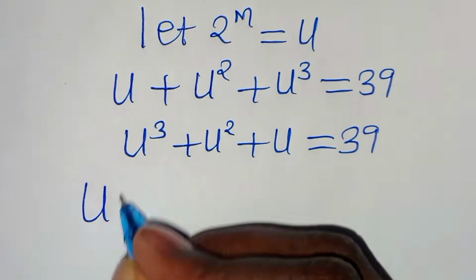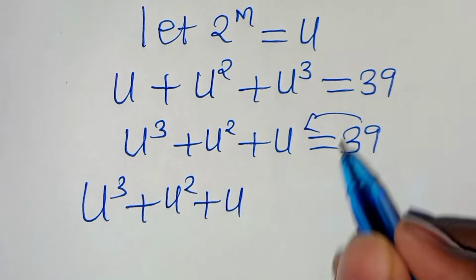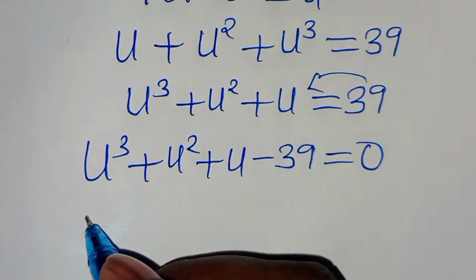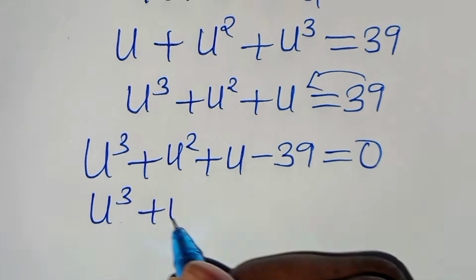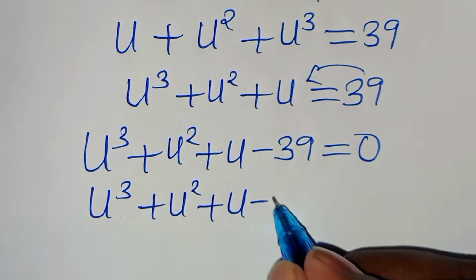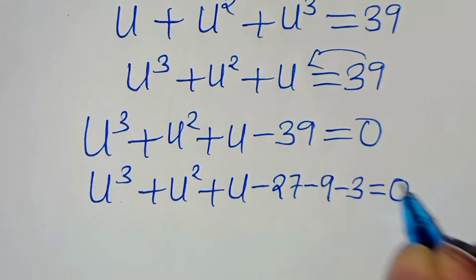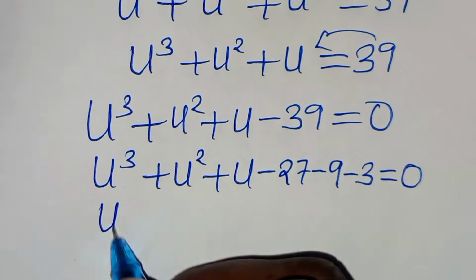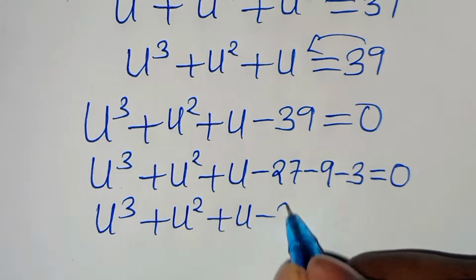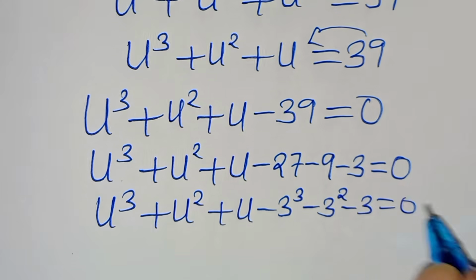So we have u^3 + u^2 + u. Let's take 39 on the left hand side, so this is minus 39 and this is equal to 0. Now let's subtract 39, which is the same thing as minus 27 minus 9 minus 3. So we have u^3 + u^2 + u minus 27, minus 9, minus 3, which is 3^3 minus 3^2 minus 3. This is equal to 0.